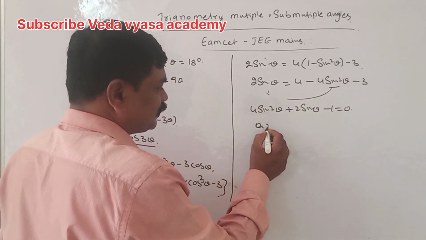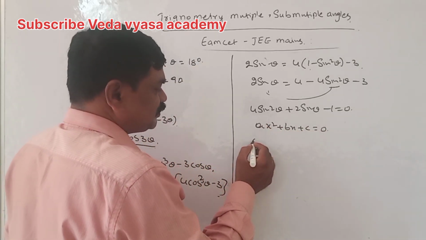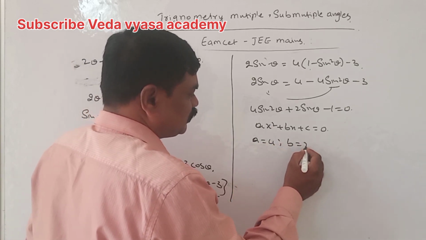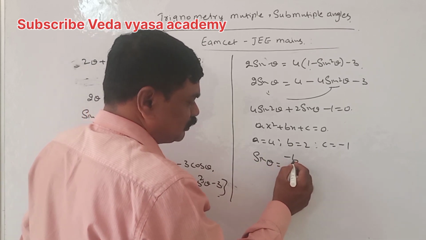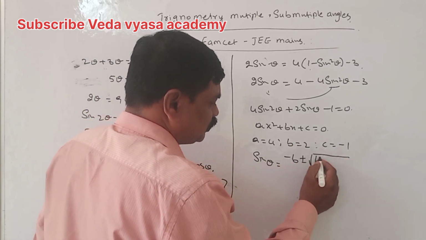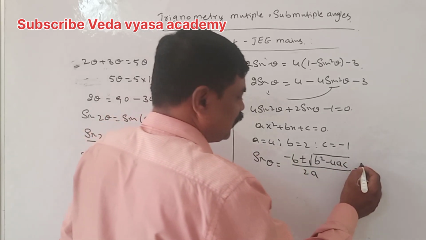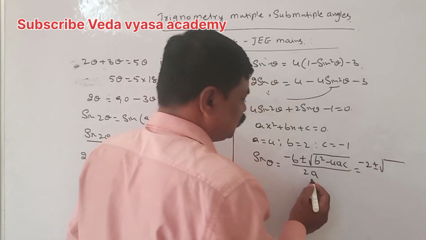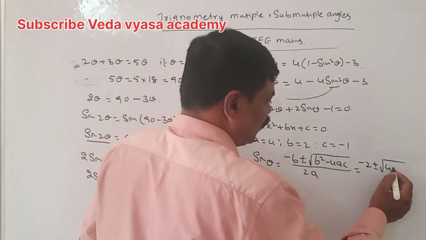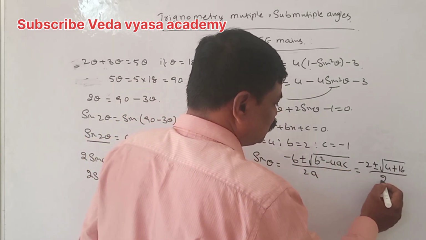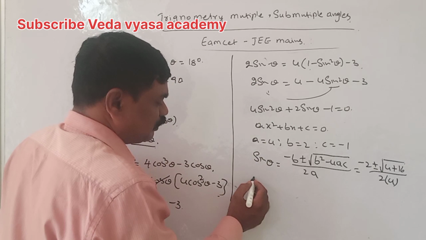You compare this with the quadratic equation ax square plus bx plus c. a is equal to 4, b is equal to 2, c is equal to minus 1. So sin theta is equal to minus b plus or minus root over b square minus 4ac, by 2a, equal to minus 2 plus or minus root over 2 square plus 16, by 2a. So 2a, 2 into 4, a is equal to 4.